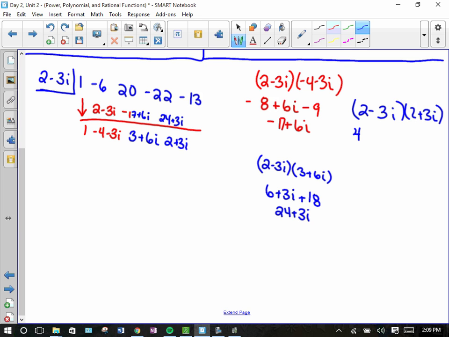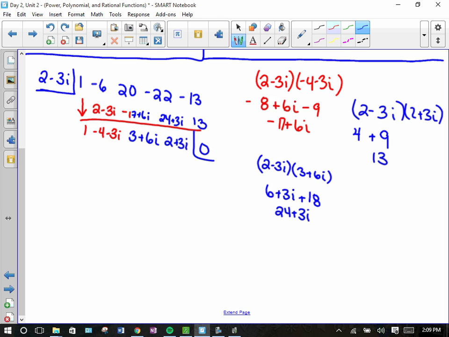Negative 3 times 3 is negative 9 times i squared is negative 1. So negative 9 times negative 1 is positive 9. 4 plus 9 is 13. Negative 13 plus 13 is 0. That tells us 2 minus 3i is a 0. So those are nice things to do.